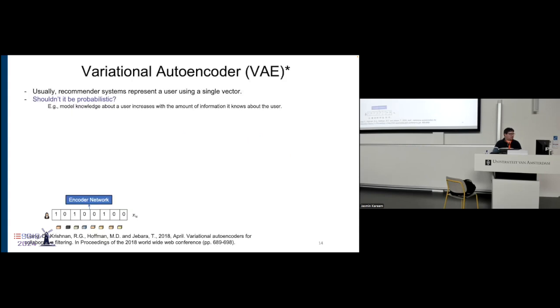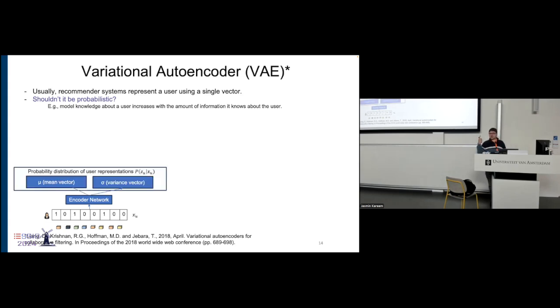And this brings me to the variational autoencoder model, which is one of the best models these days for the classic recommender systems scenario. So let's again do the same thing. We take a user and we represent the user as a multi-hot encoded vector, right? So this user consumed the first and third and sixth item. We then apply the encoder network, but instead of learning one representation, we learn a distribution of representations.